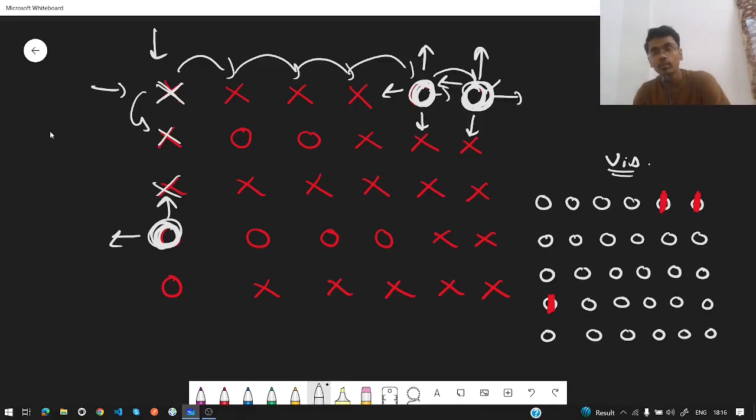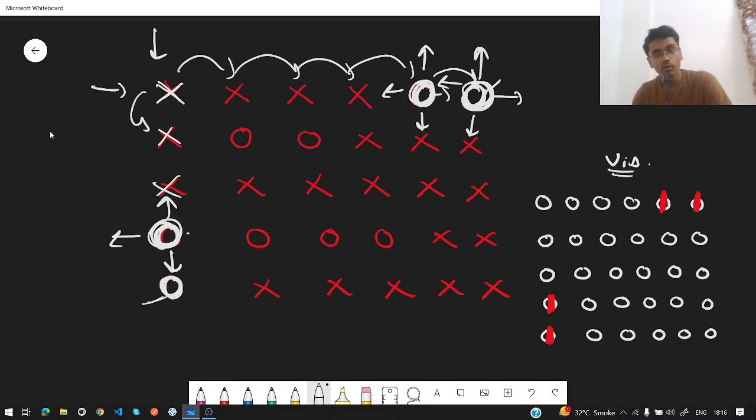Left direction is nothing, so we do nothing. Downward direction, yes, we got another 0. Now we got another 0, that means this particular 0 will also not be replaced to x. So we will mark this in our visited matrix to 1. Now we will continue our DFS traversal.